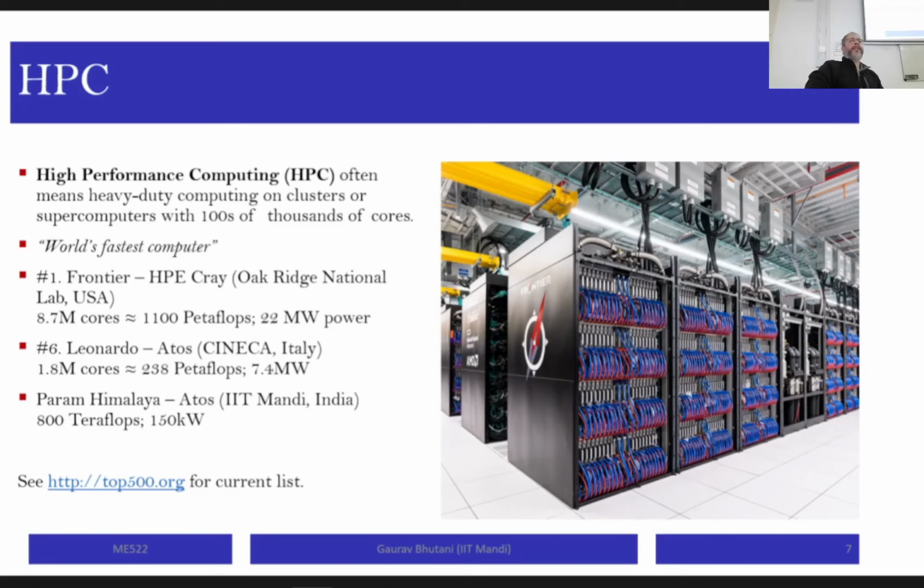Now, flops stands for floating point operations per second. So you can think of the number of additions or multiplications the computer can do per second. A petaflop is 10 to the power of 15 flops. So it's 10 to the power of 15 floating point operations per second that this machine can do. Now, this is based on some benchmark problem.